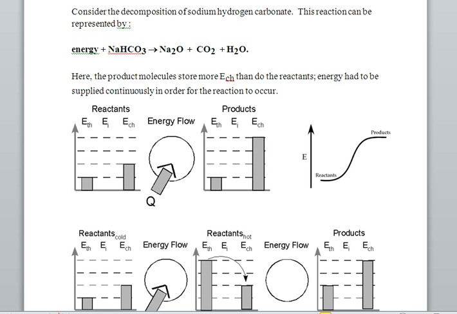So these diagrams should look kind of familiar, except we're going to focus this time on ECH, because ECH represents chemical energy. And if a change has occurred, there has to have been a change in the chemical energy. That's the only way that bonds can break or new bonds reform and things rearrange, is for a change in that chemical energy. So we're going to start with this first example, decomposition of sodium hydrogen carbonate.